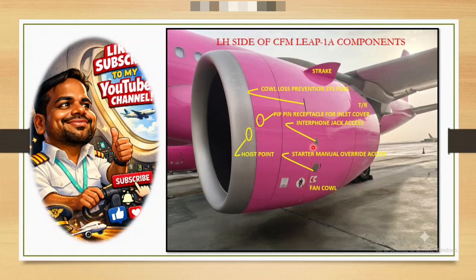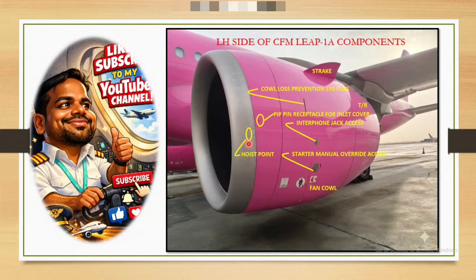Here you will find a small access door for the interphone jack system. Whenever you are doing some maintenance on the engine, you need some leak check or dry motoring. During dry motoring, you can use a headset here for communication with the cockpit. And this is your manual override access door, whenever you need to start the engine manually due to failure of a starter air valve. And this is your hoist point.